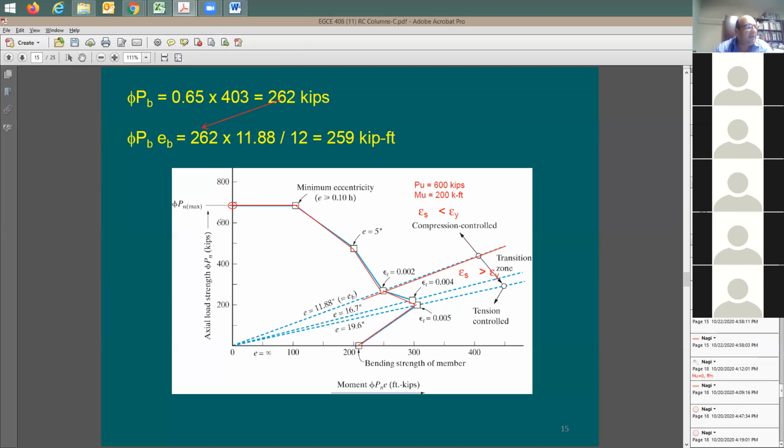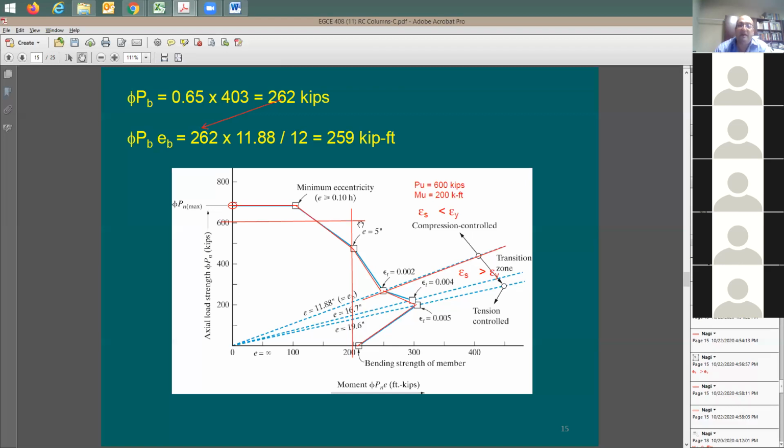Why? Because here's 600 kips, right? And here is M sub U of 200. I'm going to put it this way, close enough. Let's see where they meet. They meet right here. Outside of this interaction diagram, it's going to be unsafe.